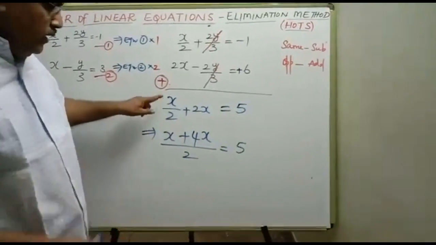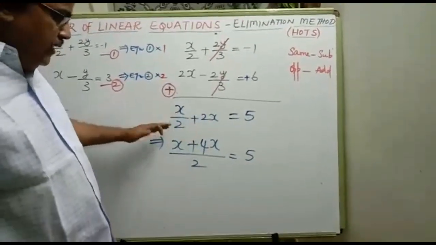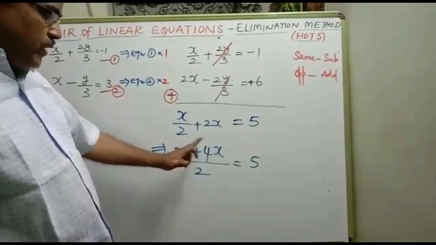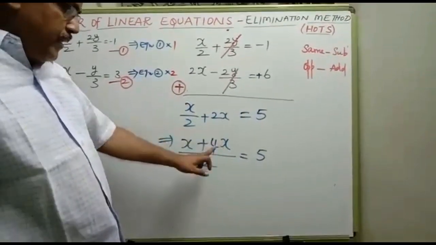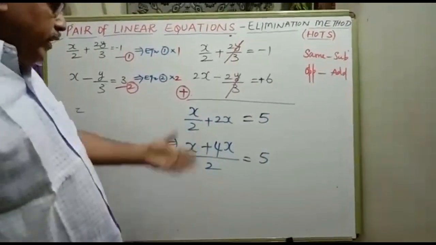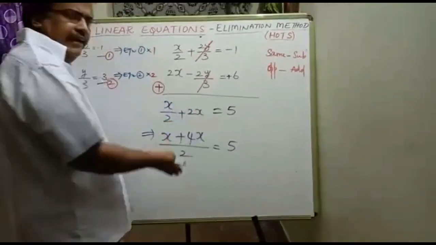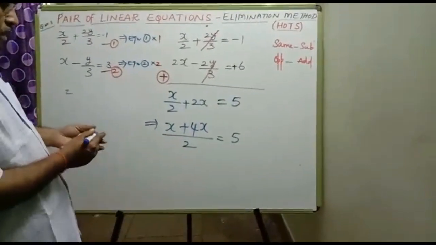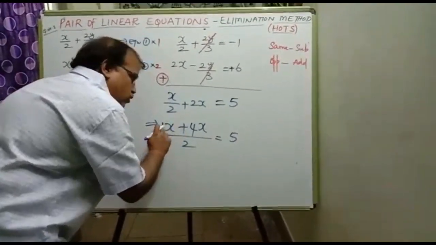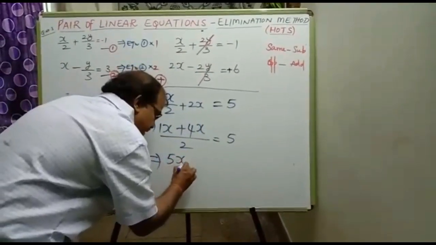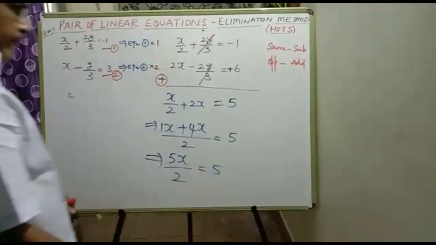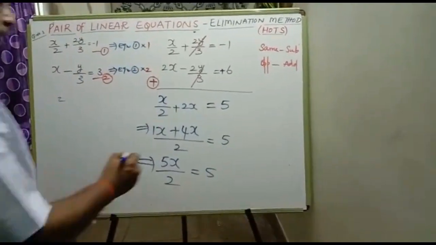Now you observe, x by 2 plus 2x is by 2 only for x, but here it is full x plus 4x. Before it was 2x, now it is 4x by 2. This is very, very important. Otherwise, if you want, you can take by 1 and take the LCM. That is also no problem. So finally, x plus 4x, 1x plus 4x is equal to 5x. 5x by 2 is equal to 5.